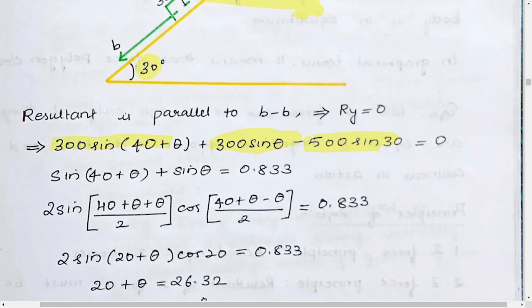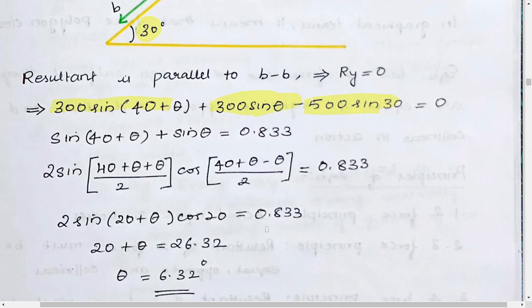Now we'll use the trigonometric rule of sin A plus sin B, which is equal to 2 sin((A plus B) by 2) cos((A minus B) by 2). Here A is 40 plus theta and B is theta, and if we put these values, we'll get 2 sin(20 plus theta) cos 20 is equal to 0.833. Now we have the value of cos 20 and 2, and if we divide 0.833 by this value, we'll get some value. Then we take sine inverse of that, and we have 20 plus theta is equal to 26.32. From that we get theta is equal to 6.32 degree.